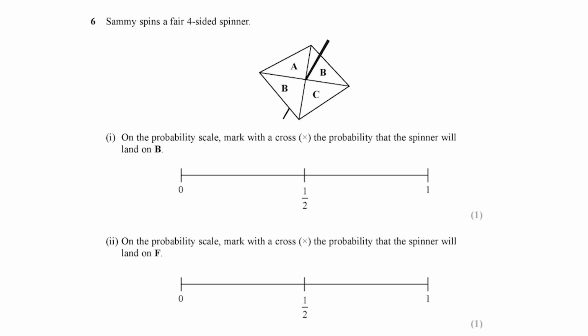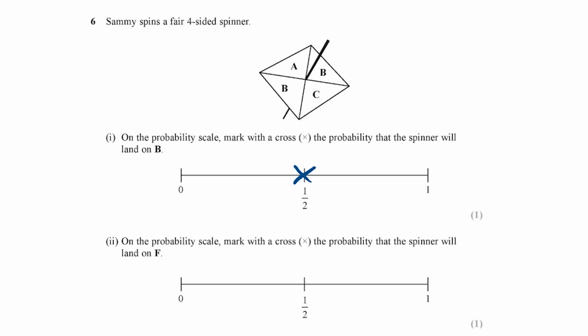Question number 6. Sammy spins a fair 4-sided spinner. On the probability scale, mark with a cross the probability that the spinner will land on B. Well, it's 4-sided and it says it's fair. That means it's just as likely to land on any one of those 4 sides. So you can see that there are 4 sides. 2 of them are B. So 2 out of 4. In other words, half of the time it's going to land on a B. So we put the cross at the half there.